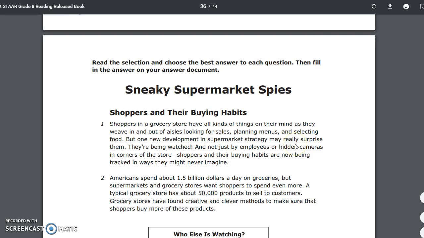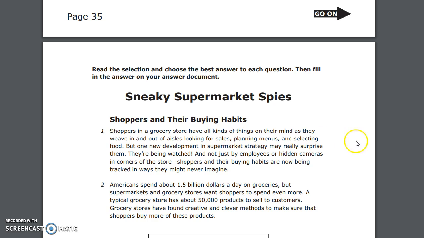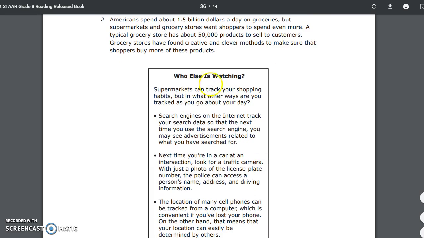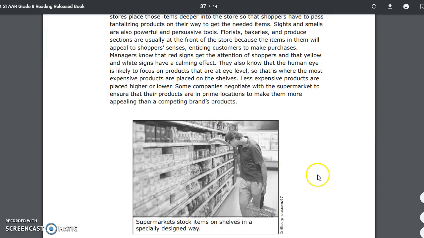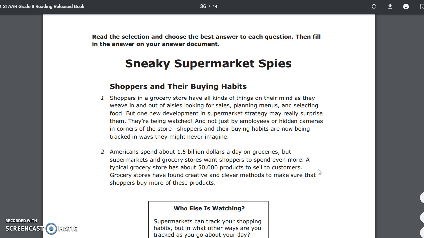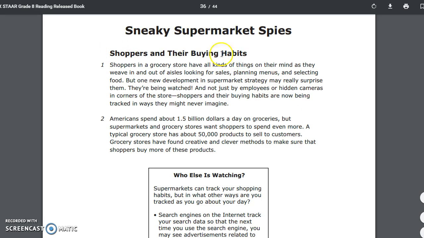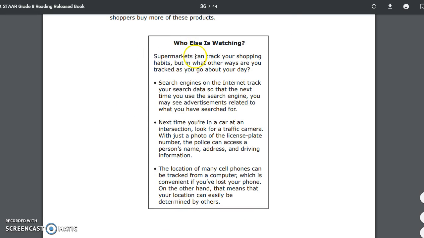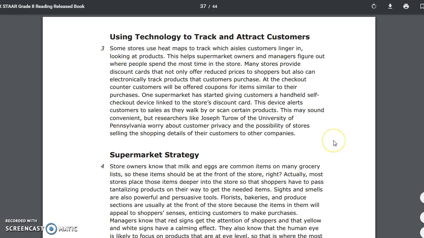One more I want to look at with you, and that's this one, Sneaky Supermarket Spies. And the only thing I want to point out on this one is it has lots of text features. And by features, I mean bold headings, information in a separate box, more bold headings, images, all of that. So this one is most definitely going to be an informational or expository text. So make sure when you're reading these that you read everything. Read the bold headings. This tells you what the paragraph's going to be about. It's kind of like a preview. Here, read what's in the box. It's very important. So don't skip over something just because it's in a box. So that's a good reminder.